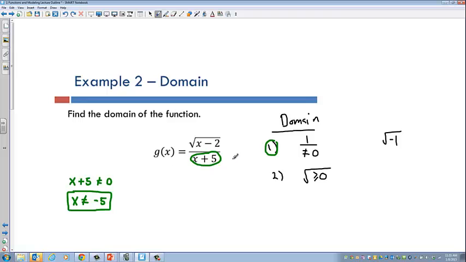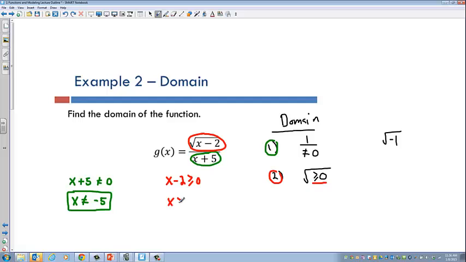The second thing I have to worry about is, I ask myself the second question, do I have a square root? You see that yes, I do have a square root here. So I need to make sure the thing on the inside, underneath the radical, is bigger than or equal to 0. So I need to make sure x minus 2 is always bigger than or equal to 0. Otherwise, I'm going to get into trouble. I'll have to work with complex numbers, which I do not want to do.